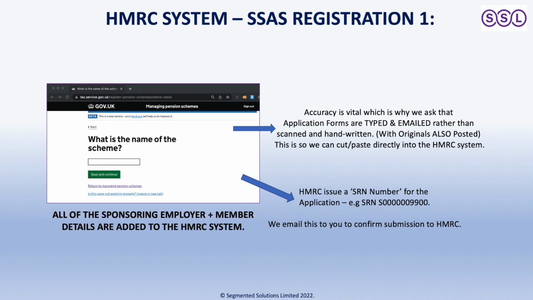HMRC will then issue a submission receipt, which is an SRN number, and that comes through when we finish the process, and we'll email that over. So once we've got the signed deeds, we'll crack on and get everything uploaded to HMRC's system, and then we'll forward you the email confirming the SRN number.